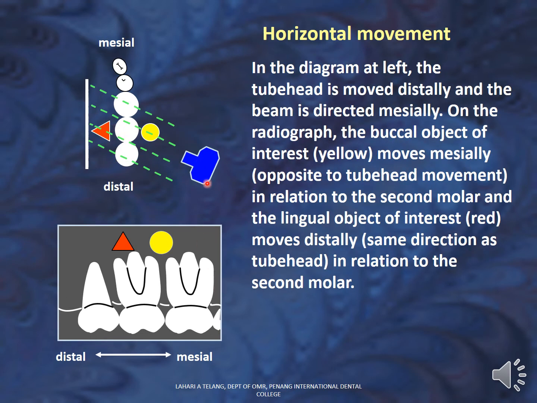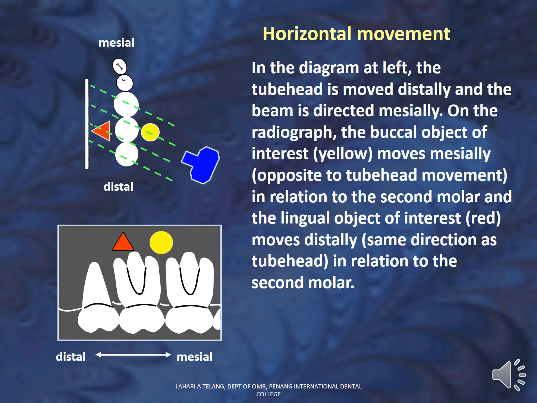When you have taken an X-ray by shifting the whole machine distally, you notice that in your resultant image the objects have moved in different directions. The buccal object has moved to the opposite side of the X-ray machine's movement, whereas the palatal object or the lingual object has moved to the same side as the X-ray machine. Right? So this is called the same lingual opposite buccal rule, or buccal object rule.